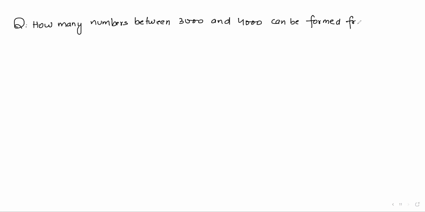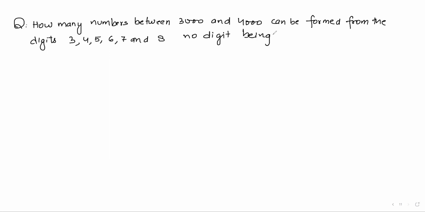Please try this. How many numbers between 3000 and 4000 can be formed from the digits 3, 4, 5, 6, 7, and 8, no digit being repeated in any number? Okay. Please try the question and share your answer.